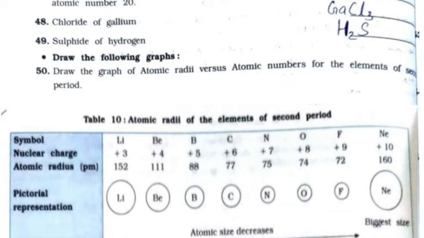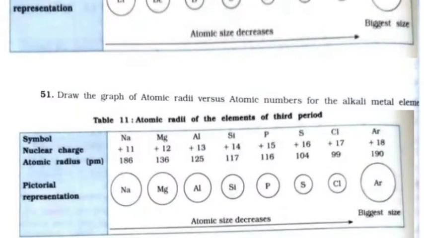Now draw the following graphs. For that 50th question, draw the graph of atomic radii versus atomic numbers of the elements of second period. So you can see the diagram and complete in your workbook. 51st, draw the graph of atomic radii versus atomic numbers for the alkali metal element. So you can see the graph and complete it in your workbook.